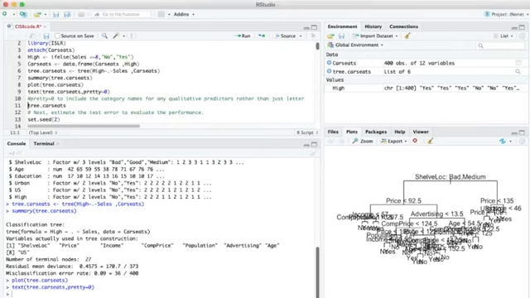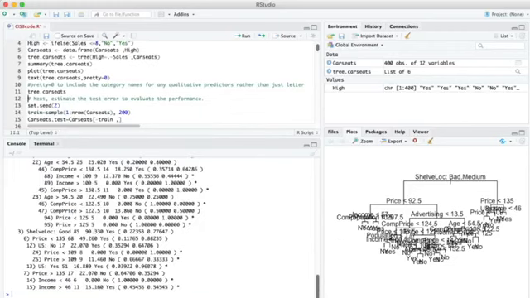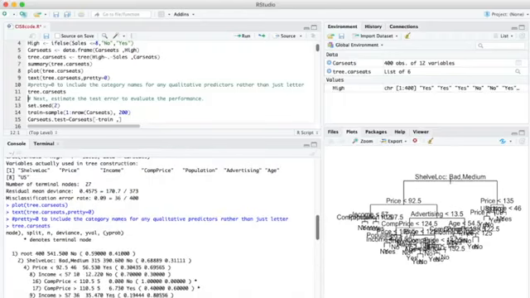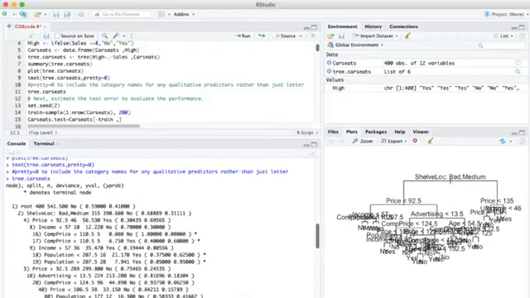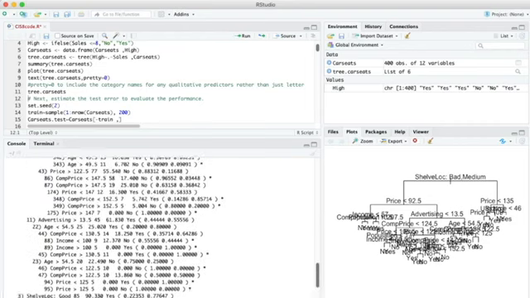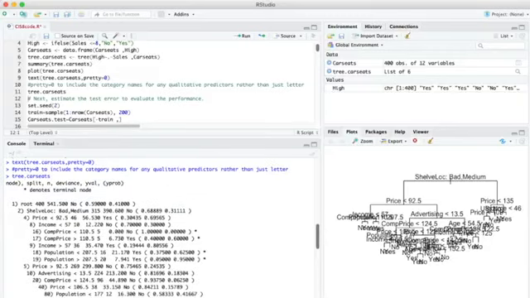Next, if you try to run the tree.charseed itself, it's going to print all the splitting rules for each of the nodes. In total, you have 27 terminal nodes here. Not only the terminal nodes, but I believe the internal nodes as well. So let's look at the first one, which is the parent node at the top, the root node.